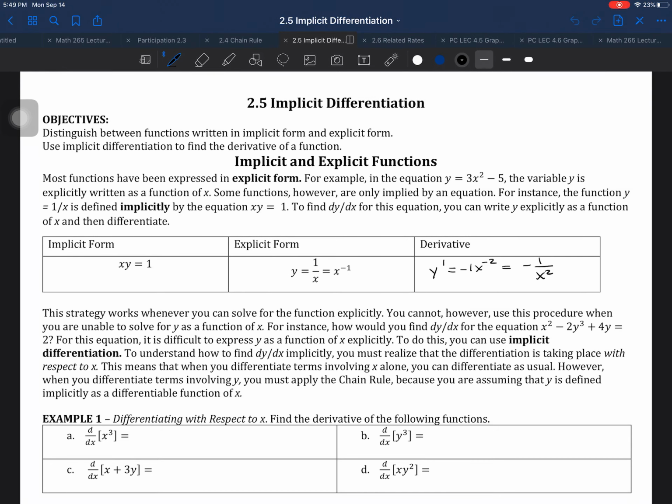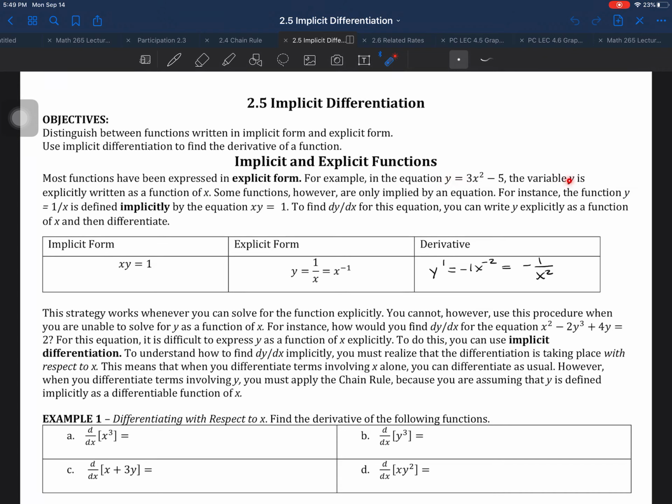Alright, so what does it mean, implicit versus explicit? Explicit is what we've been doing all along. We've been working with equations that had y solved for. That's all it means. If you have y solved for, that means we had an explicit function. It was explicitly defined, right? So in terms of y.